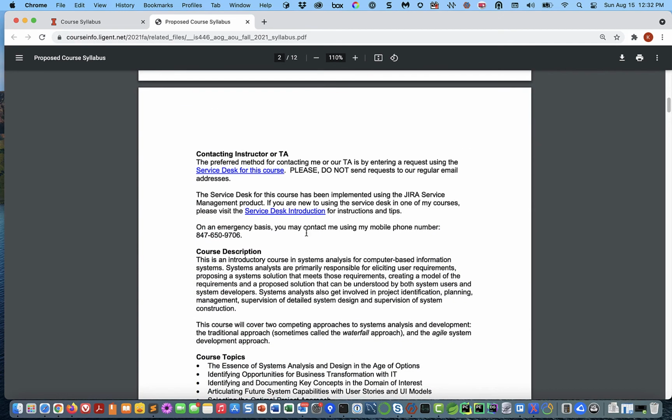Well, I already talked about this when I was going through the Canvas site. The way to contact me and the TA when we have one announced is using the service desk for the course. I give my telephone number here as an emergency number in case the whole service desk has gone kaflooey, and you need to get me to help with that.